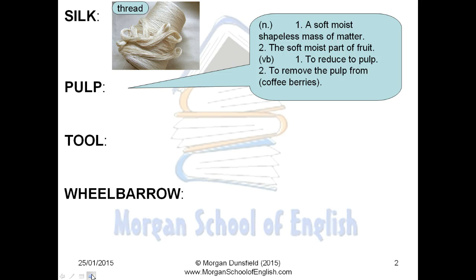Pulp. There are 2 meanings for pulp. The first one is a noun, like the pulp of some fruit. It's a moist, shapeless mass of matter, basically the mushy stuff inside a fruit. Now, pulp as a verb, as in to pulp, it means to reduce something to pulp or to remove the pulp from coffee and berries. So in other words, when you take something and you make it mushy.